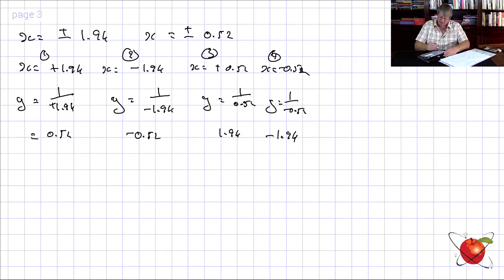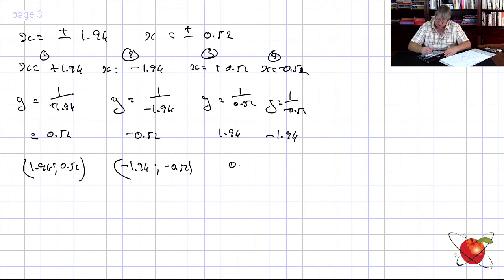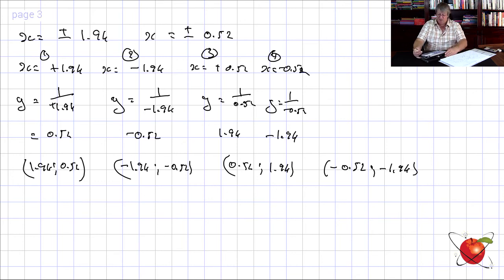So my coordinates are, this is what they are. 1.94 and 0.52, right? Minus 1.94 and minus 0.52. And on the other side, 0.52, 1.94, and minus 0.52, and minus 1.94. There are 4 points of intersection.